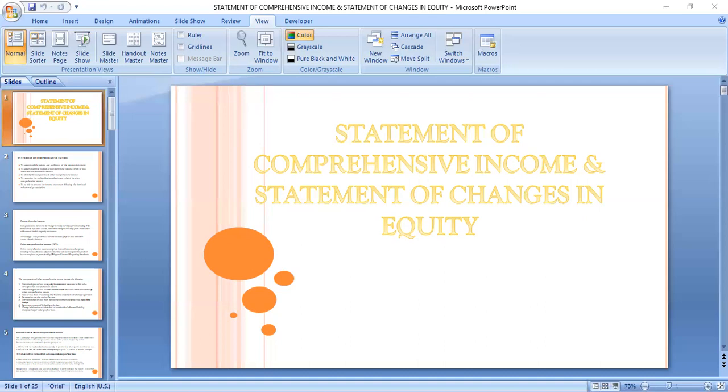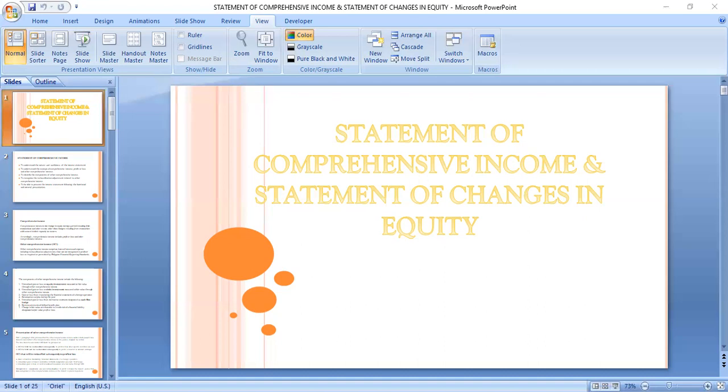Then we have now the OCI that will be reclassified to retained earnings. Now remember, it's unrealized gain or loss on equity investment measured at fair value through other comprehensive income. Under PFRS 9, the unrealized gain or loss is reclassified to retained earnings upon disposal of the investment.